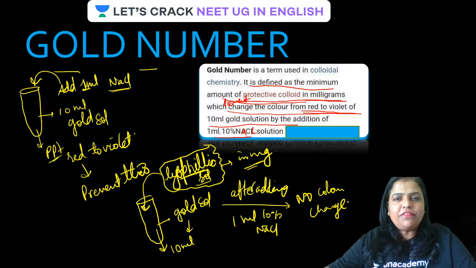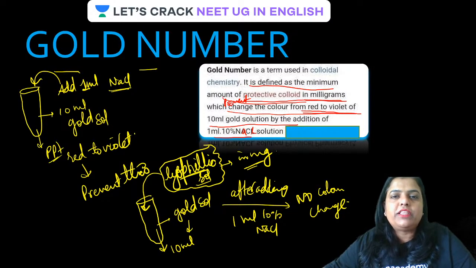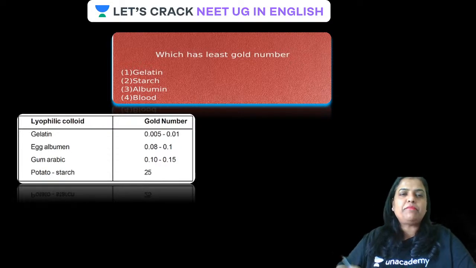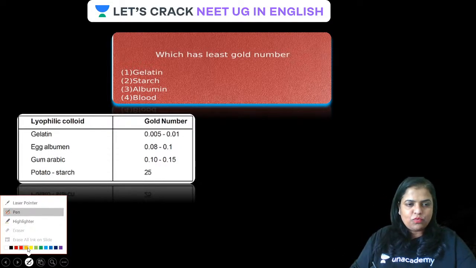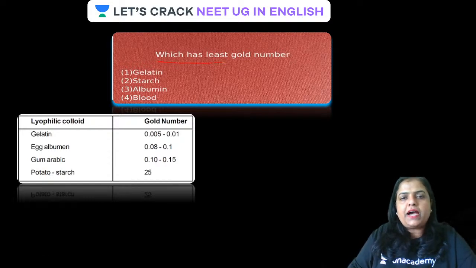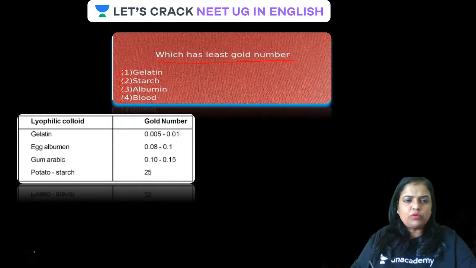This will become even easier when we solve the numericals based on it. But before that, let us discuss all the questions which have been asked so far. One amongst them is there on the screen, guys: which has least gold number? Gelatin, starch, albumin, or blood. Let us see how this is calculated, guys.